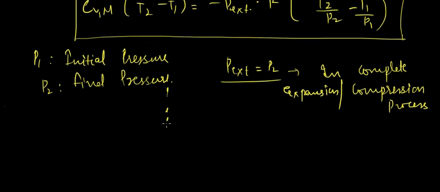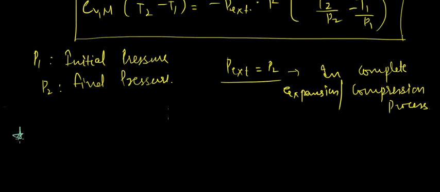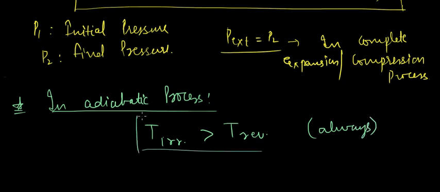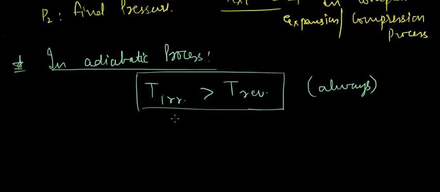Next we see that in an adiabatic process, T of the irreversible process would be greater than T of the reversible process, and this is always valid, whether it's expansion or compression.